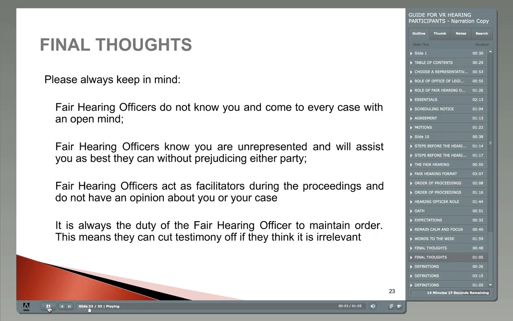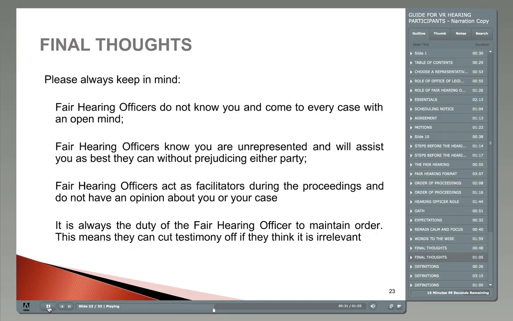Please always keep in mind that fair hearing officers don't know you, and they come to every case with an open mind. So there's no prejudice in the fair hearing officer's mind as to which party may be right or wrong. They're coming in what's called de novo, which means from new, from a legal perspective, and they're looking at the case with a fresh set of eyes.